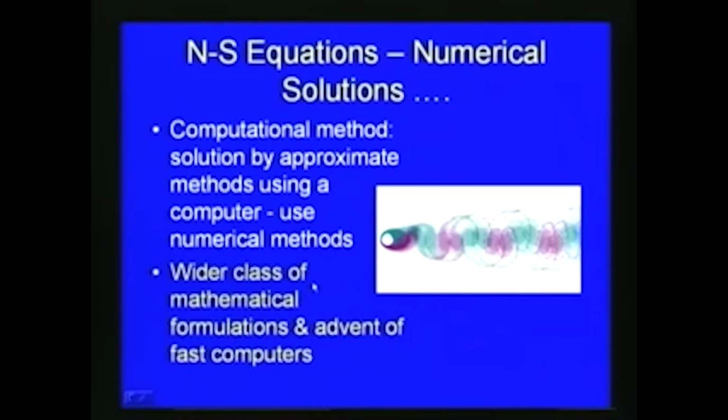A wider class of mathematical formulations is possible. We have already seen the Navier-Stokes equations in 3 different forms: primitive variables, the velocity-vorticity formulation and the vorticity-stream function formulation. Depending upon the type of problem we are trying to solve, we can formulate the problem mathematically and then solve it using the numerical solution. This branch of fluid mechanics is called computational fluid dynamics, where the Navier-Stokes equations are solved using numerical methods to solve real field problems.